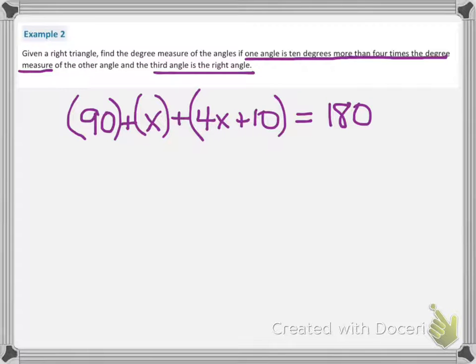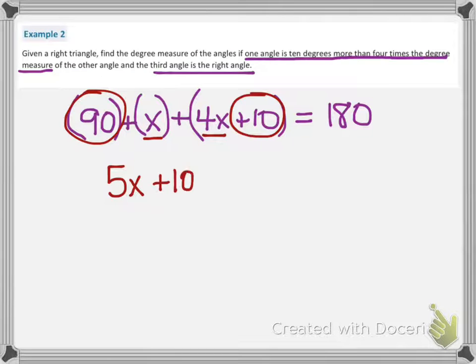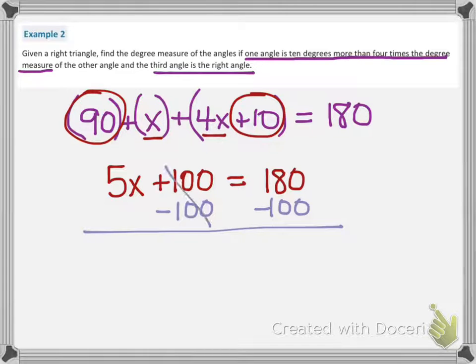And now we can combine our like terms. So let's see, I've got 1x plus 4x is 5x. Those go together. And then I have a constant of 90, constant of 10. Add those together, I get 100. So 5x plus 100 equals 180. Undo addition with subtraction. So I'm going to subtract 100 from both sides to balance the equation. I get 5x equals 180 minus 100 is 80.